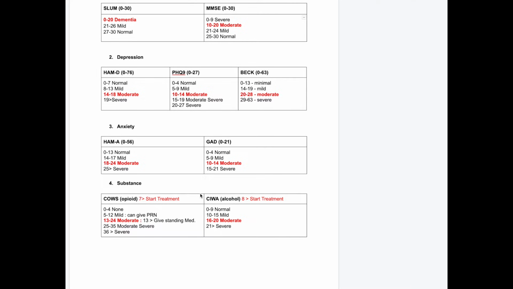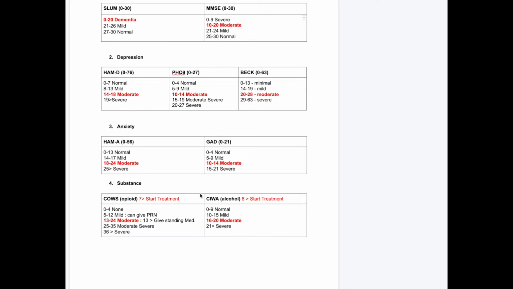So it's normal, mild, moderate, and then severe for all those categories: depression, anxiety, and substance use scales. All of them range from normal, mild, moderate to severe, right? Also, what I want you to remember is that the SLUM and MMSE scales are opposite. Opposite because they go from the lowest number, which is having dementia or severe impairment, to higher scores, which is basically normal when you're giving them a test, right?